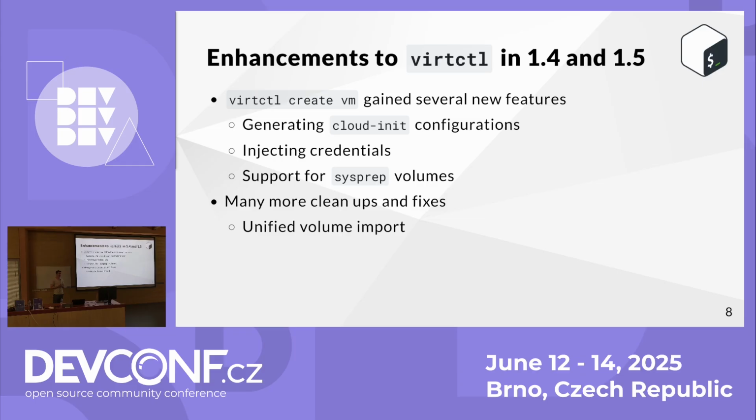We also now support the dynamic injection of credentials. For that, we're using the Access Credentials API of kubevirt. And also, we now have support for sysprep volumes. That means Windows guests are a bit better supported now by virtctl create vm. Also, many more cleanups and fixes were applied to virtctl, and the most important one would have been the unified volume import. So now we have a streamlined user experience when importing images from various sources, such as HTTP or the registry, or other possible supported sources we have.